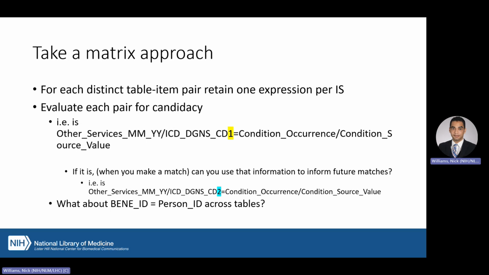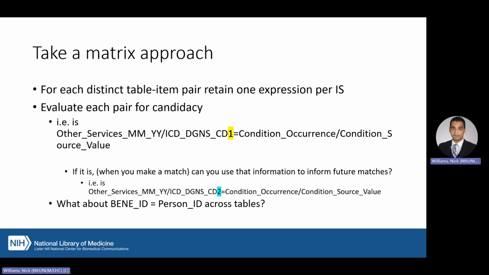Finally, we took a matrix approach. Now, I can't overemphasize how valuable this is. So for each distinct table item pair, retain one expression per information system, and then evaluate each pair for candidacy. So for example, within the other services month year TAF table, there is an item called ICD DGNS-CD1. And you might ask, is that a match for a table in OMOP called condition occurrence and an item within there called condition source value?